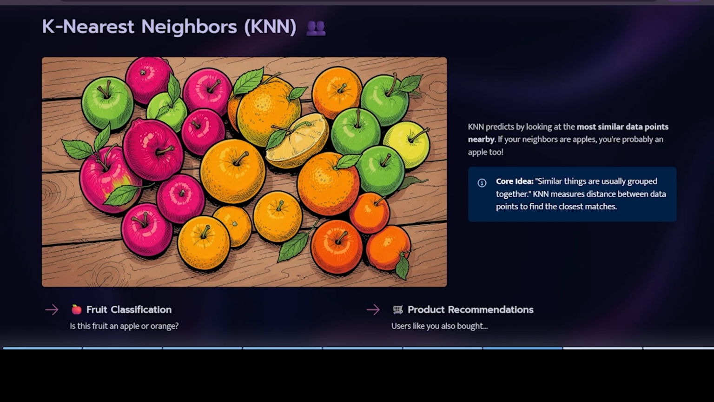So what it does is the algorithm checks its nearby fruits. If most nearby fruits are apples, it will predict this is an apple. If most are oranges, it will predict the new one is an orange. Simple. It predicts the value using the nearby values.